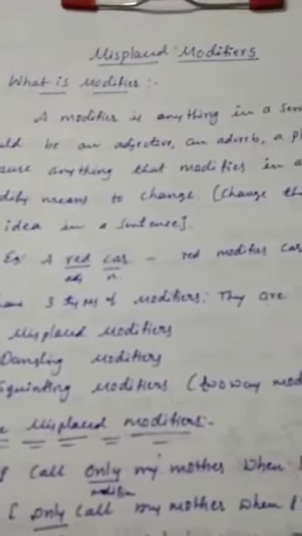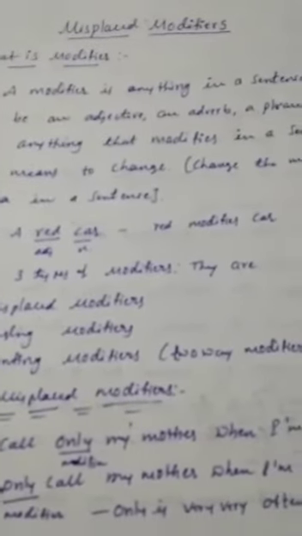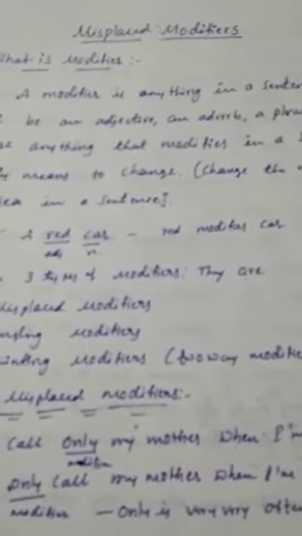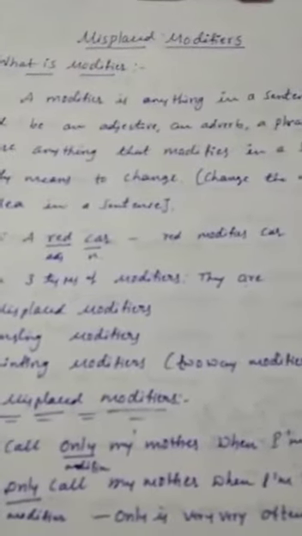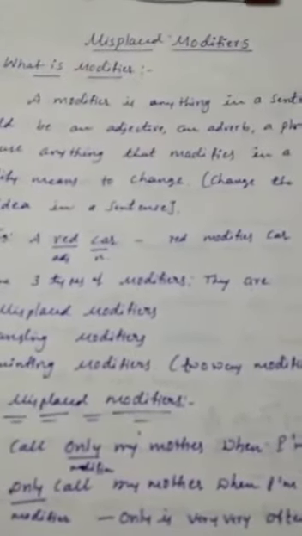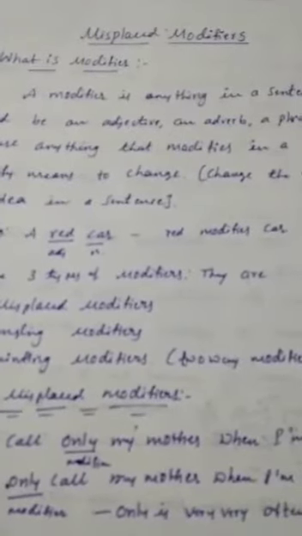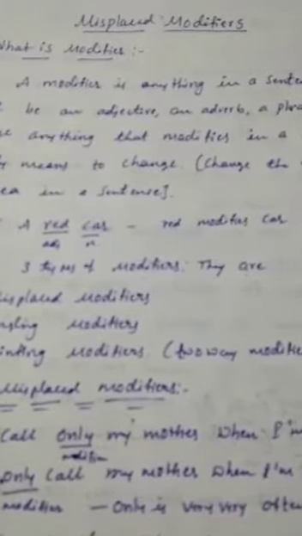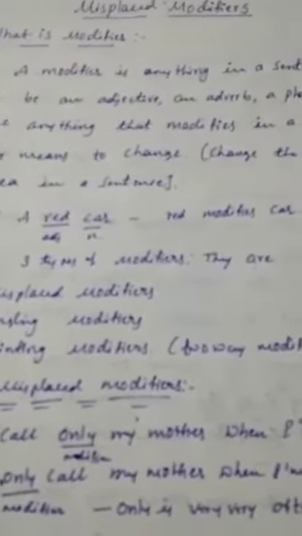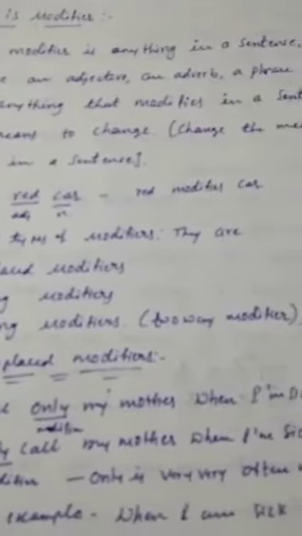Got my point? What is the definition of the modifier? It is anything in a sentence. It could be an adjective, an adverb, a phrase or a clause. Anything that modifies or changes in a sentence.